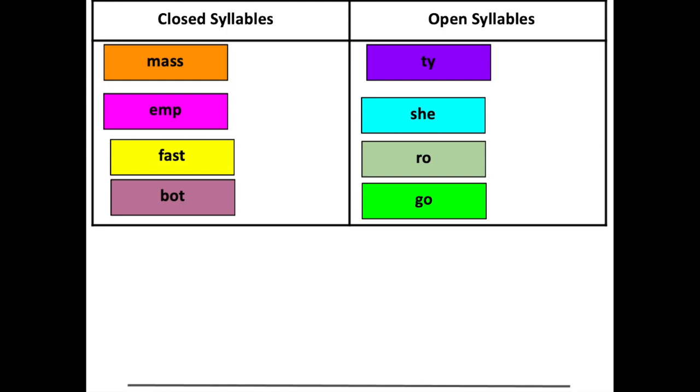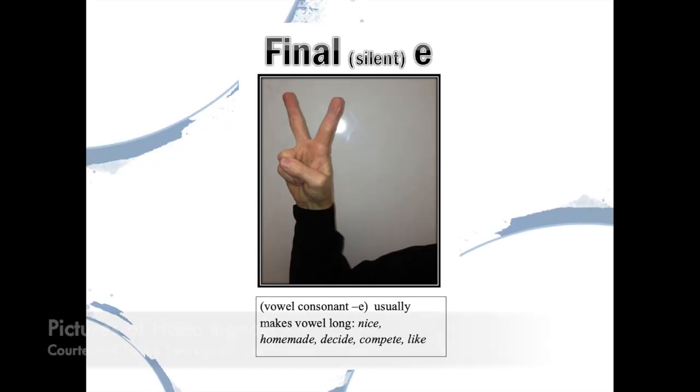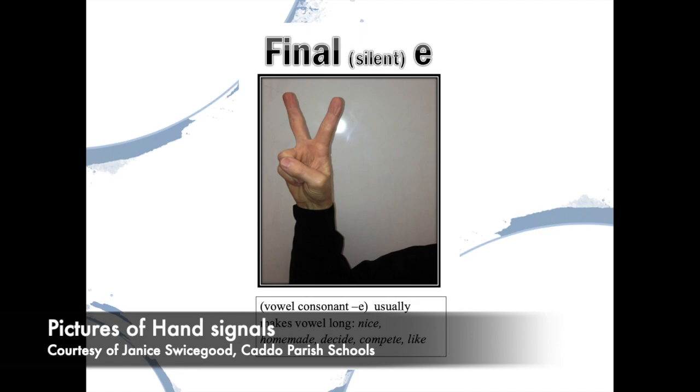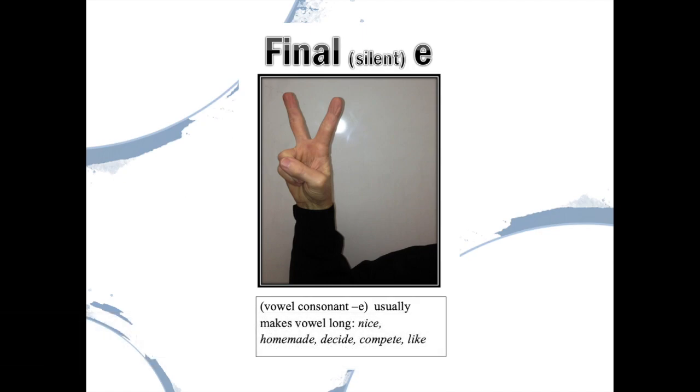All right, let's move on to our next syllable type. Here we have the final silent E. Many people call this magic E or sneaky E, but the description is that you have a vowel, a consonant, and then E. The E is usually silent, causing the first vowel to be long. So our example words are nice, homemade, decide, compete, and like.